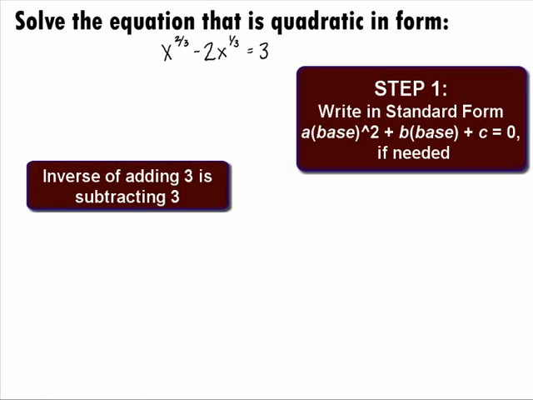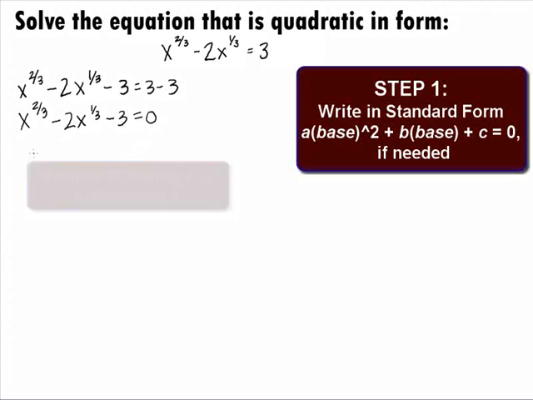It looks like we need to move that 3 over to the other side. We can do that by doing the inverse operation and subtract 3 from both sides. When we do this, we get x to the 2/3 power minus 2 times x to the 1/3 power minus 3 equals 3 minus 3, which will simplify to be x to the 2/3 power minus 2x to the 1/3 power minus 3 equals 0.